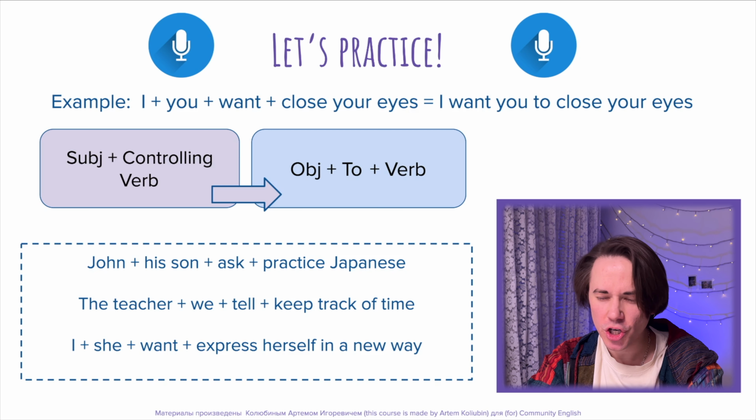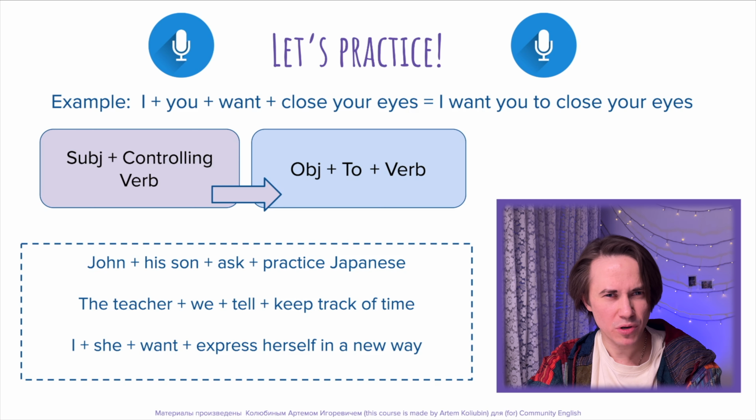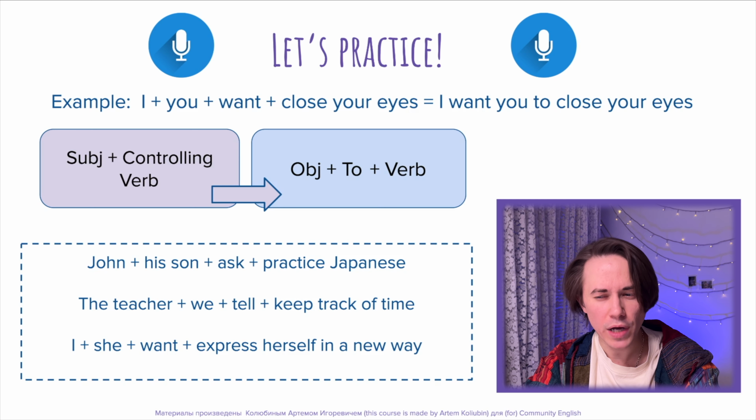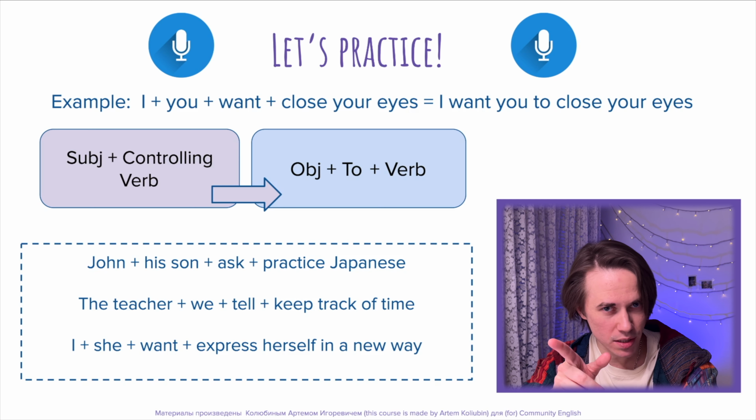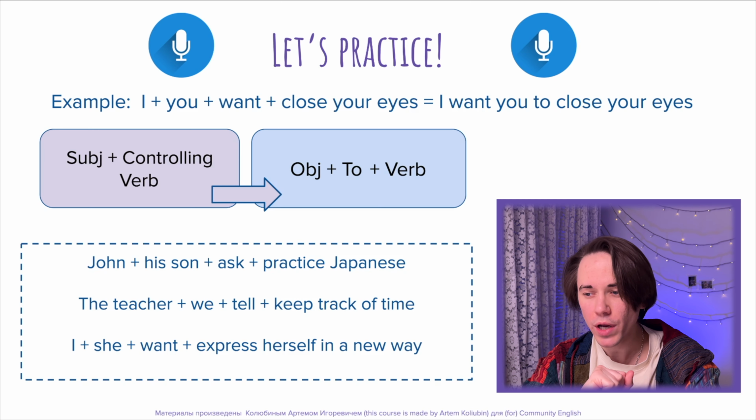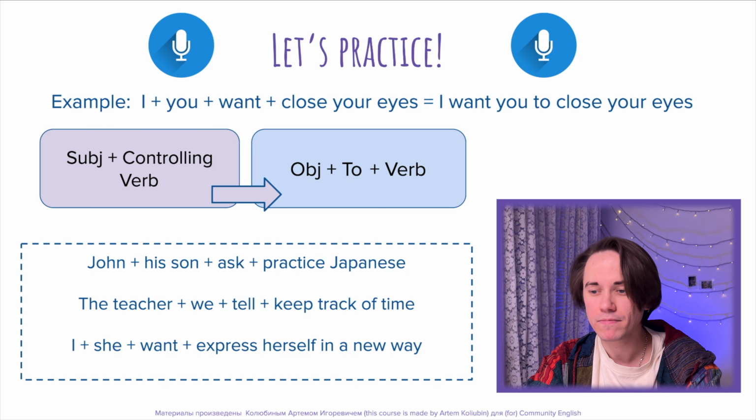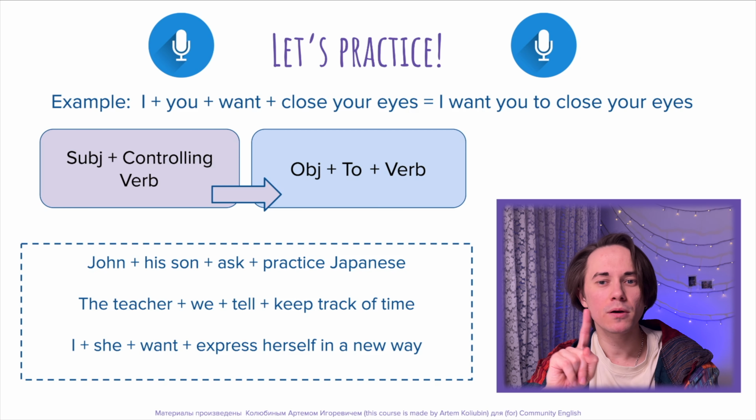Next, "the teacher, we, tell, keep track of time." To be honest, I would use past simple here. So the teacher told us, again, "we," "us," be careful. The teacher told us to keep track of time. "She, want, express herself in a new way." Again, be careful with the form of "she." I want her to express herself in a new way. Right? So basically, that's the idea.